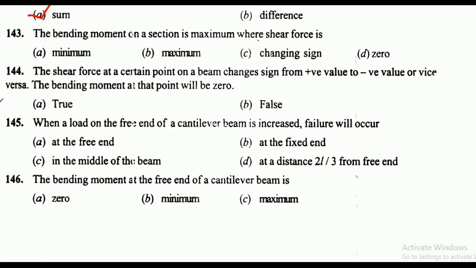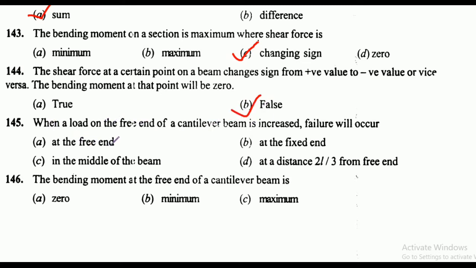Next is the bending moment on a section is maximum where shear force is, options are minimum, maximum, changing sign, 0. So here correct answer is option C, that is changing sign. The bending moment on a section is maximum where shear force is changing sign. Next is the shear force at a certain point on a beam changes a sign from positive value to negative value or vice versa. The bending moment at that point will be 0. Here options are true or false. So here friends, it is false.